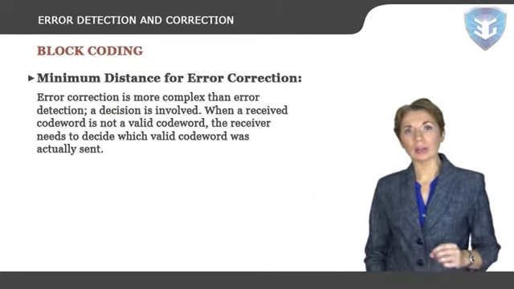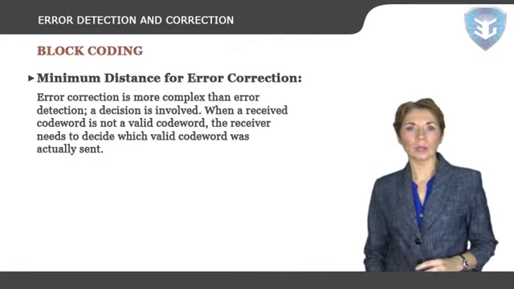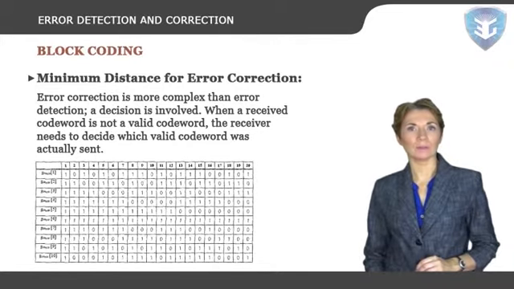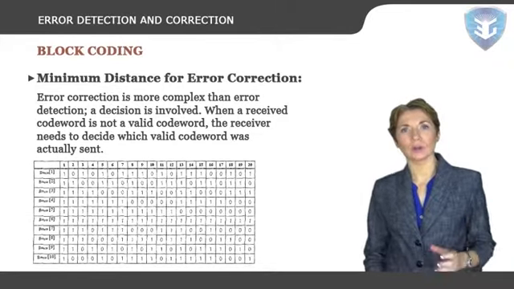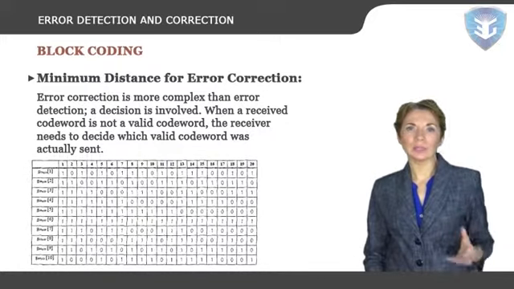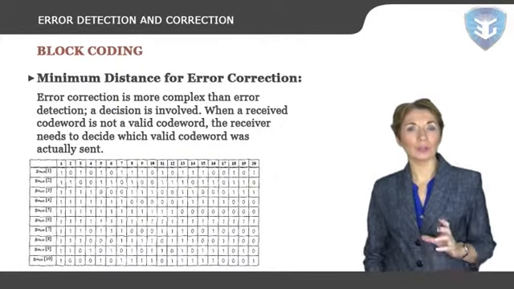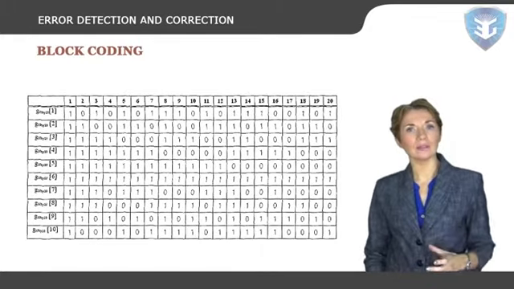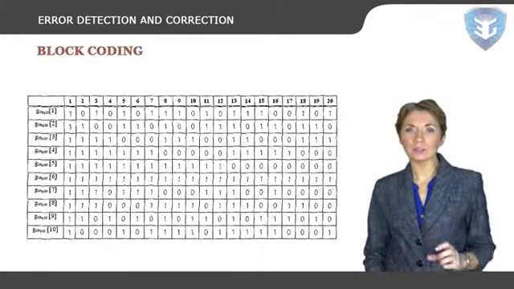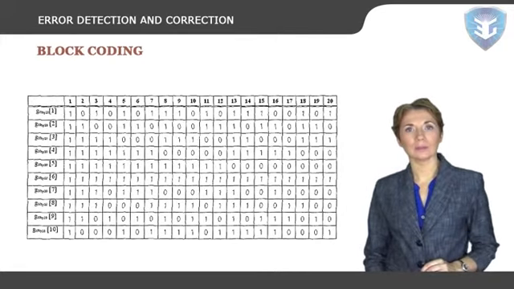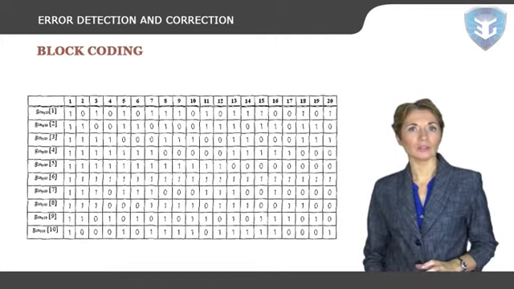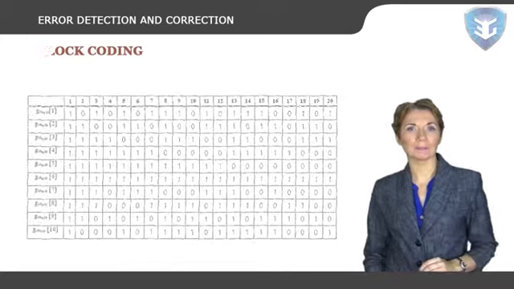Minimum distance for error correction. Error correction is more complex than error detection. A decision is involved. When a received code word is not a valid code word, the receiver needs to decide which valid code word was actually sent. The decision is based on the concept of territory, an exclusive area surrounding the code word. Each valid code word has its own territory. We use a geometric approach to define each territory.